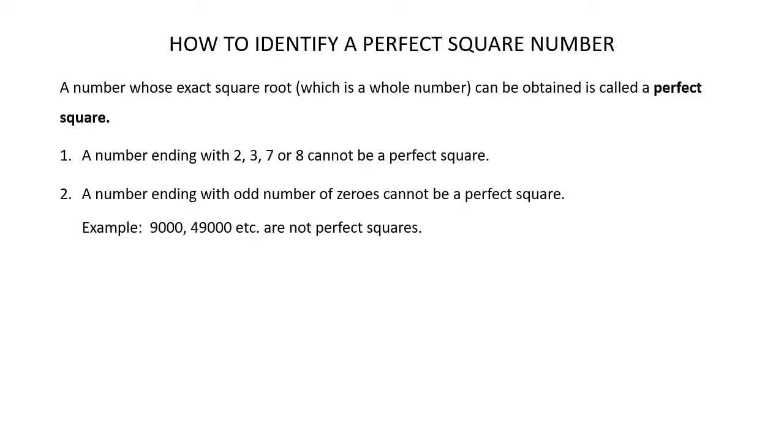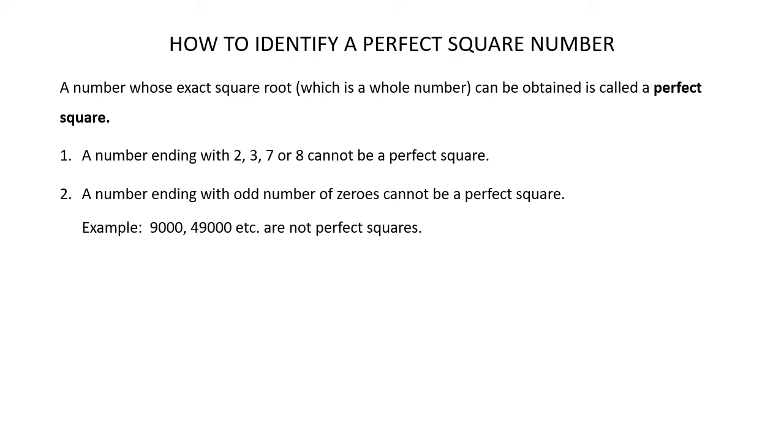Now let's learn how to identify a perfect square number. A number whose exact square root, which is a whole number, can be obtained is called a perfect square. A perfect square is a number whose exact square root can be obtained, and the square root will be a whole number.